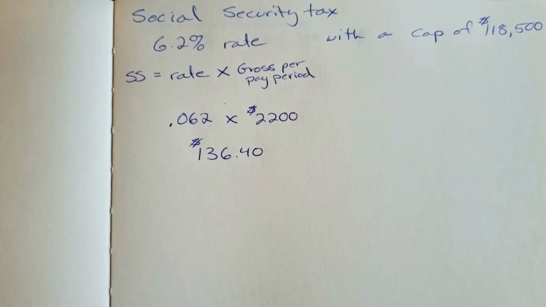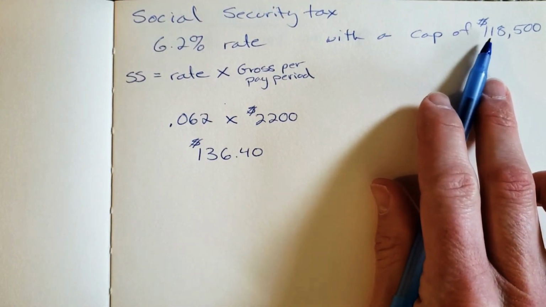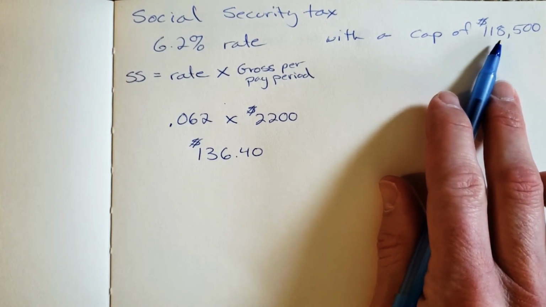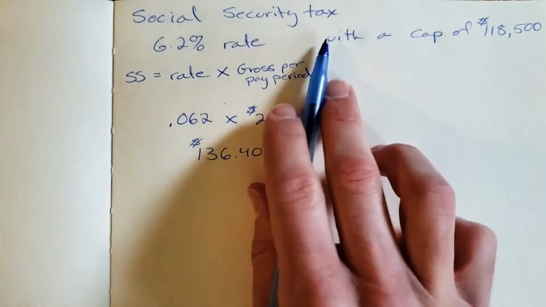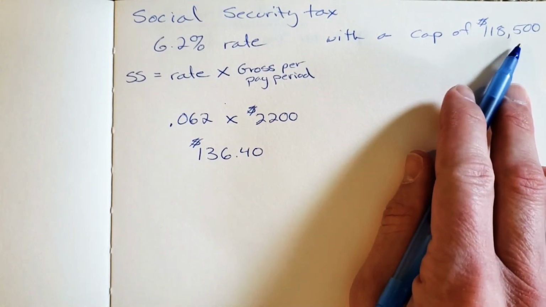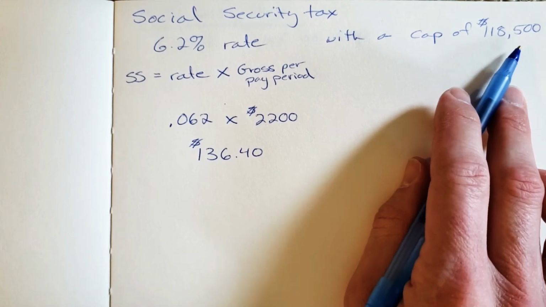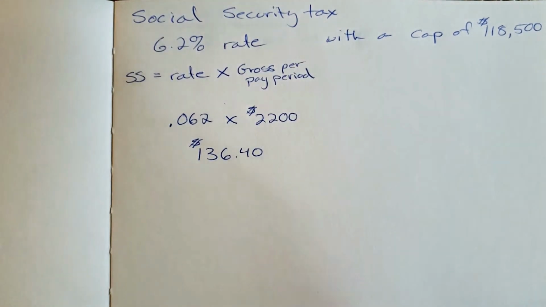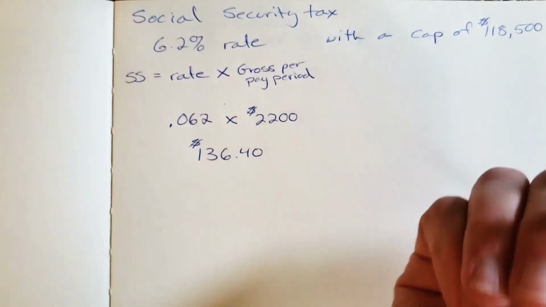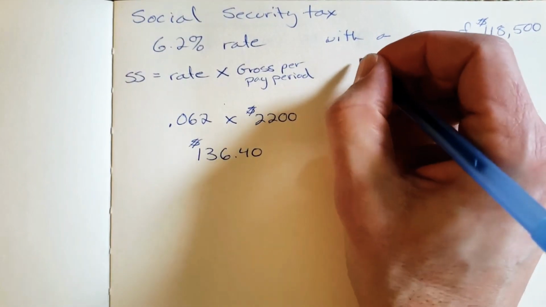But Social Security isn't always taken out. If you make a lot of money, Social Security stops being taken out at the time that you make over $118,500. So that's what it means here with a cap of $118,500. So how do we figure this out? Well, we have to know the cumulative earnings to that point. And in a situation with Social Security, they'll always give you the cumulative earnings.